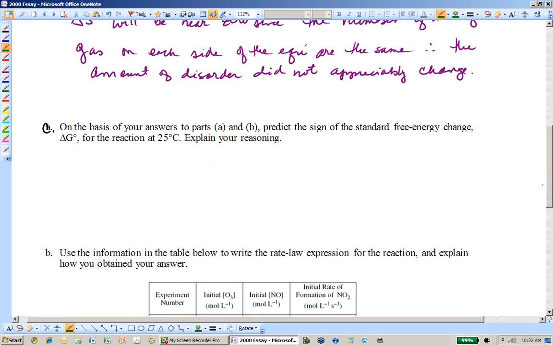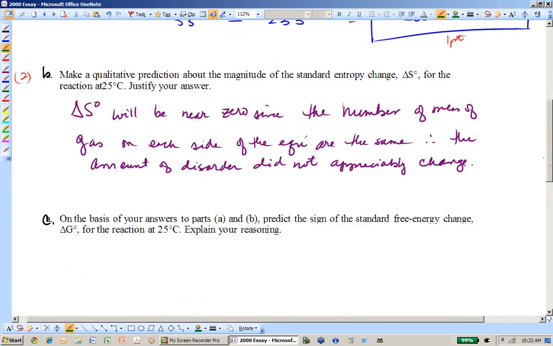All right, moving on. Oh, that was 2 points. Let me do the breakdown on the 2 points. 1 point for saying it was near zero, and if you said 0, that's okay. And then a second point for why. So for the explanation, the number of moles of gas on each side are the same. Got you the other point.